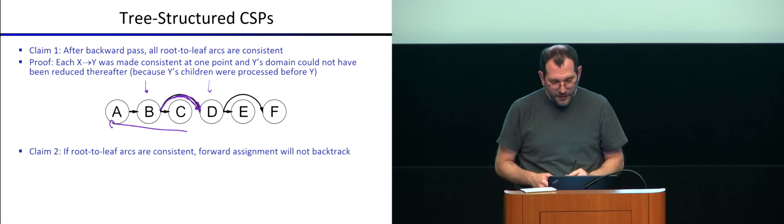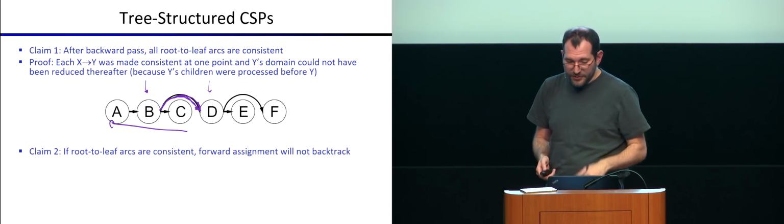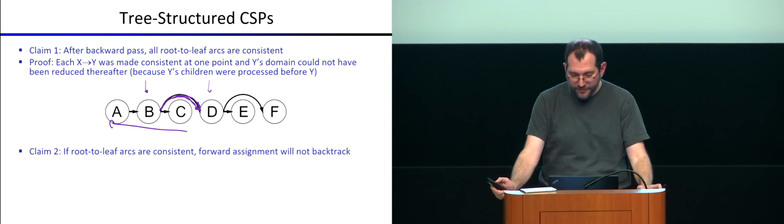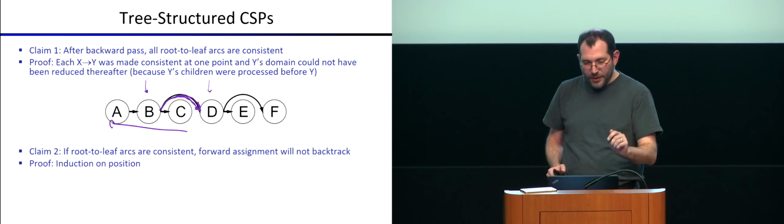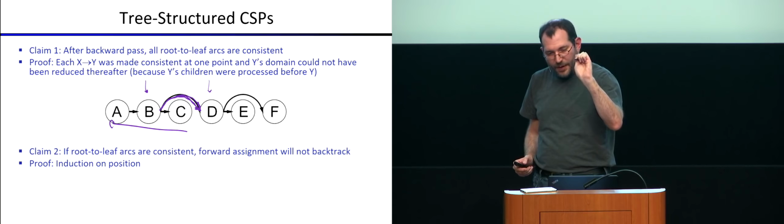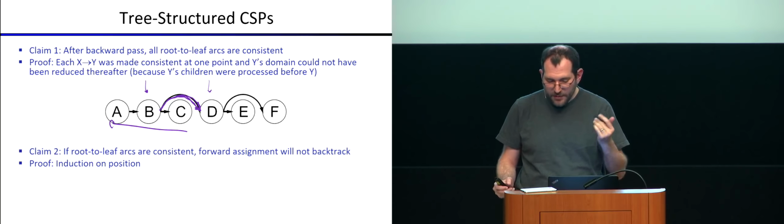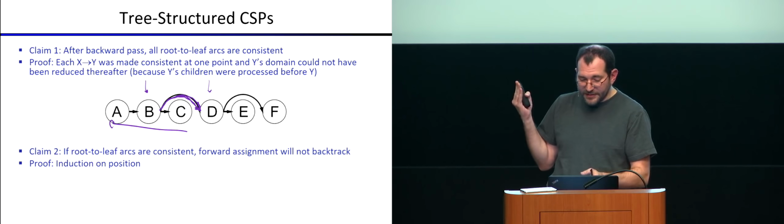All right. Claim two. If root to leaf arcs, as we just saw that they are consistent, the forward assignment will not backtrack. Well, we're going to have to do an induction on position. And I'm not going to do it. But let's look at kind of why it's true. So we assign something at A. We know we can extend it to B. Whatever we assign to B, we know we can extend it to C here.